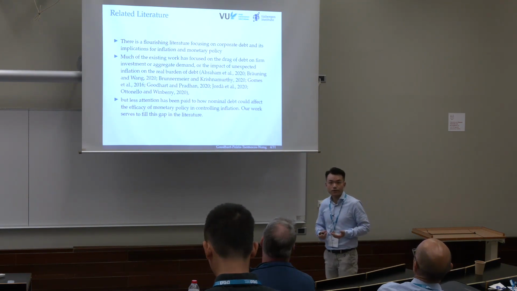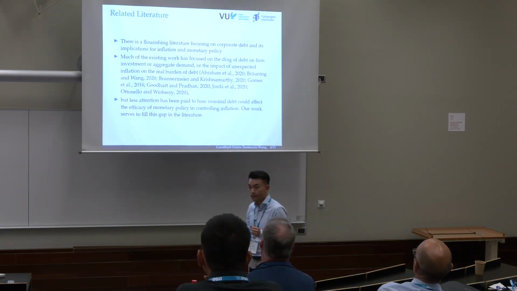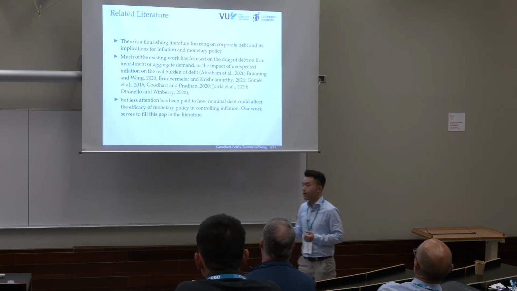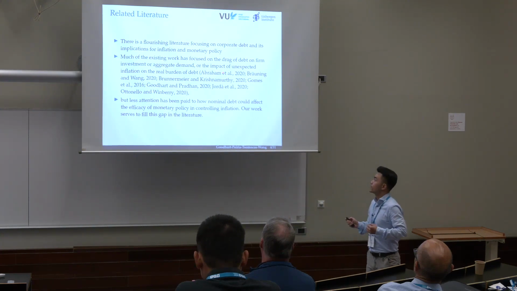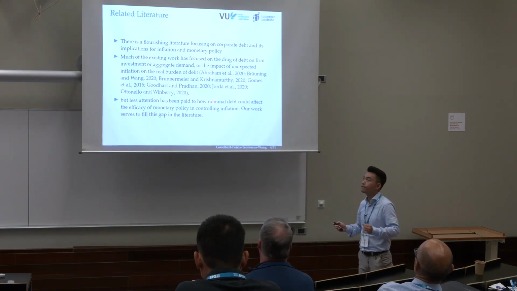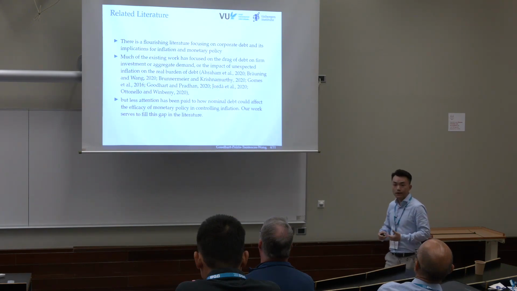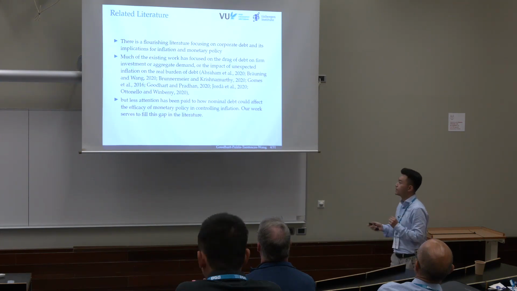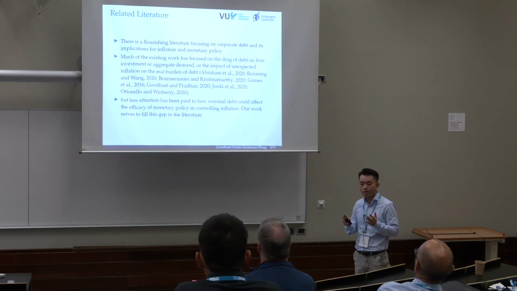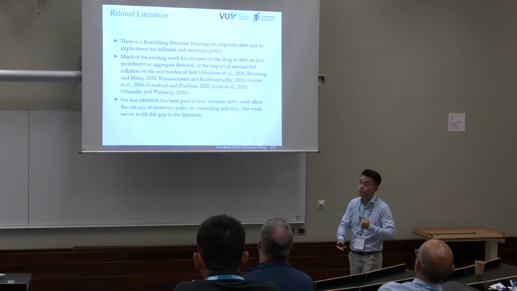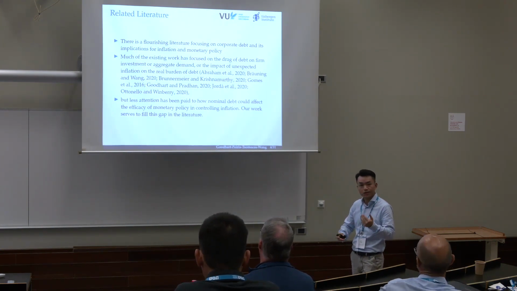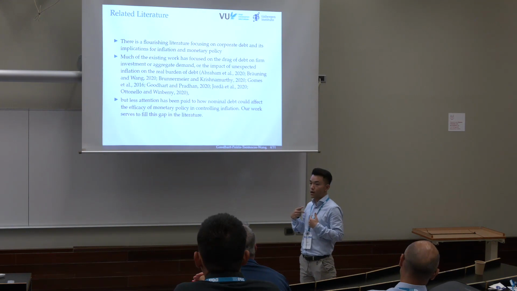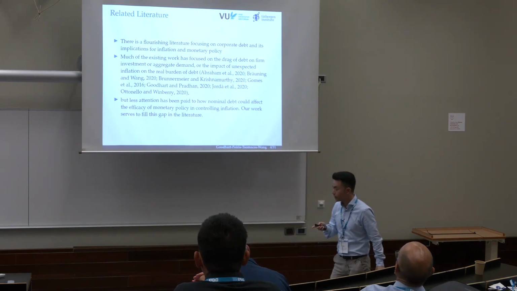So our paper connects with the flourishing literature on corporate indebtedness and the macroeconomy, in particular on the monetary policy transmission mechanism. Much of the existing work tends to focus on the drag of debt on real investment, or the impact of unexpected inflation and how that changes the real burden of debt, but less attention has been paid to how corporate indebtedness could be a source of inflation and make the efficacy of monetary policy in controlling inflation less effective. And that's how we see our work fitting into the literature.